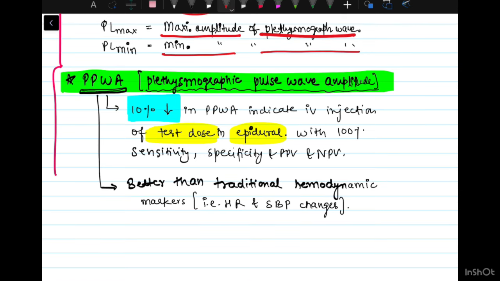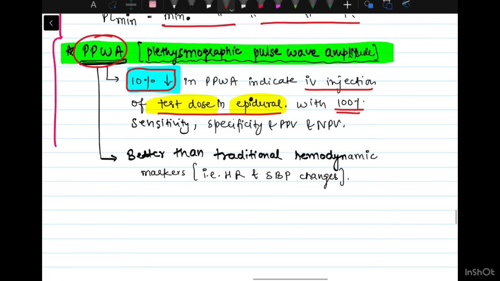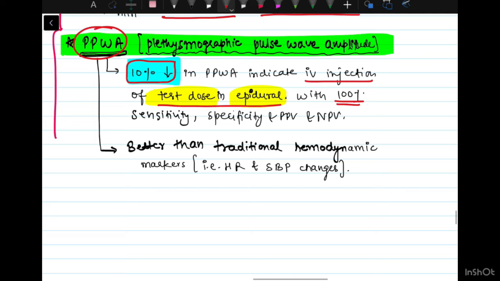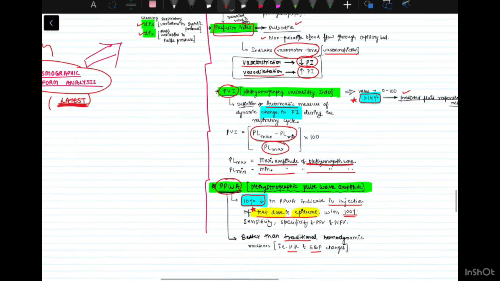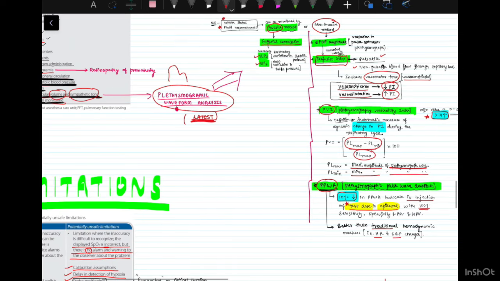And there's a third use of the waveform analysis, which is PPWA. This is plethysmographic pulse wave amplitude. A 10% decrease in PPWA indicates IV injection of the test dose in epidural with 100% sensitivity, specificity, PPV and NPV, which is better than the traditional hemodynamic parameters of the test dose that we give in epidural. That was the HR and systolic blood pressure changes.